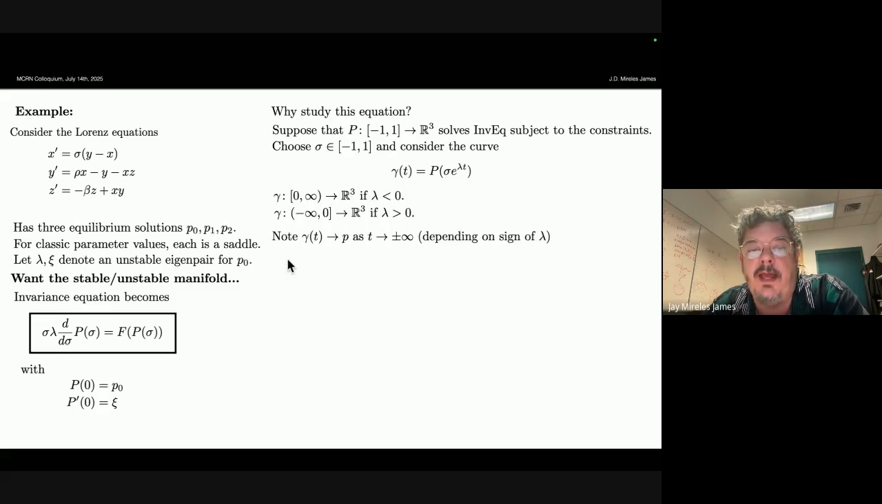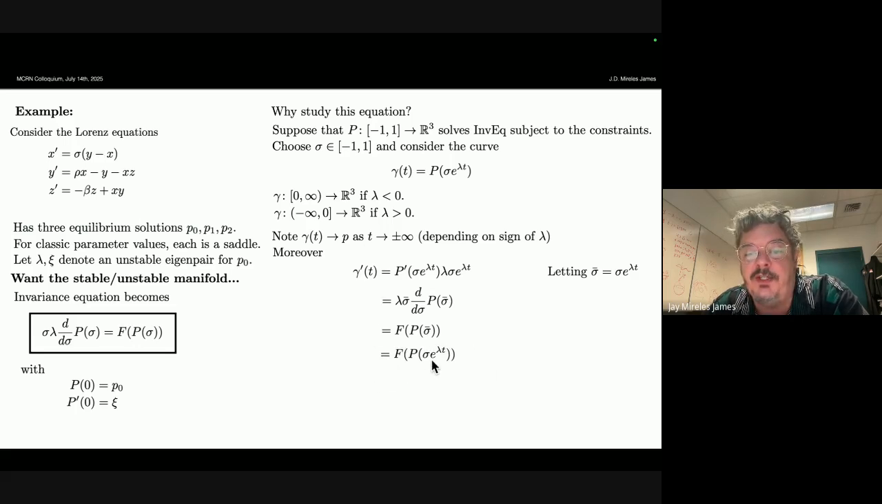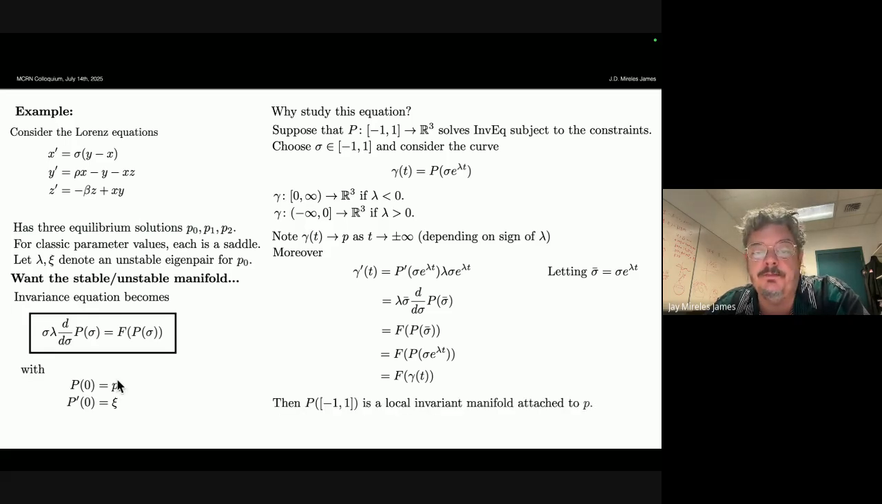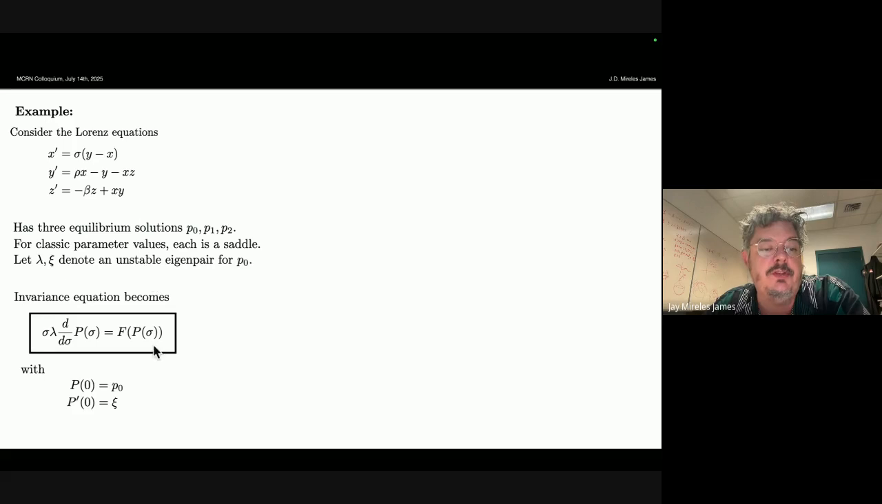Well, you do that just by differentiating, then applying the invariance, so to get from here to here, we use the invariance. And so then this is basically saying that gamma prime is this expression, but this is gamma, right? So we do have that gamma here is a solution curve if we've solved this differential equation. Okay, so this is a good thing to do again, if we're interested in these stable and unstable manifolds of equilibrium. So now we can play exactly the same game. We make this power series ansatz.